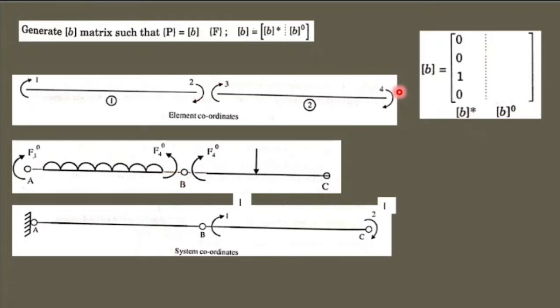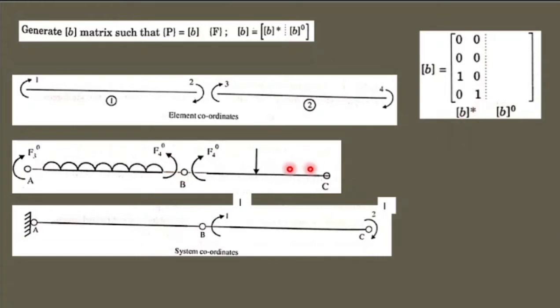Then now you have to apply a force 1 at node 2. So this is F star 2. If you apply a 1 kilonewton force, you have to check here 0, 0, 0 and at the last node you are applying 1 kilonewton. So this will be your beta matrix 0, 0, 0 and 1.